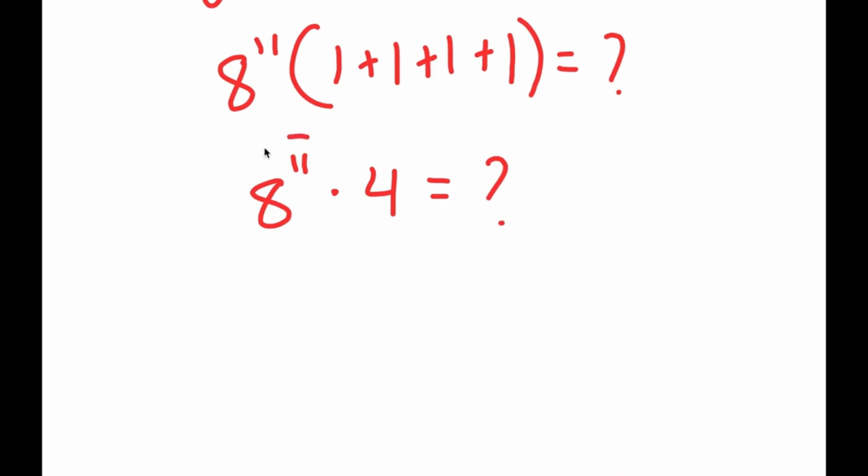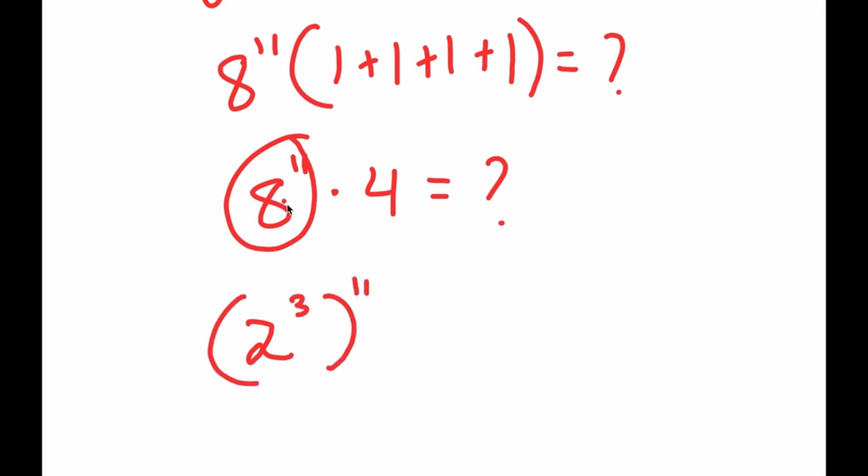Now from here, 8 to the power of 11, I can rewrite this as 2 to the power of 3, to the power of 11. All I did was rewrite 8 as 2 to the power of 3. And now 4, I can also rewrite this as a power of 2. 4 is the same thing as 2 squared.